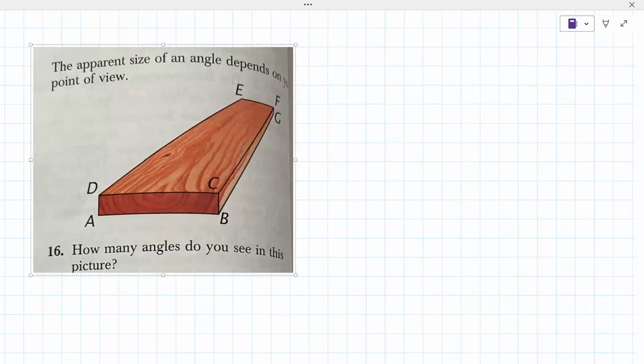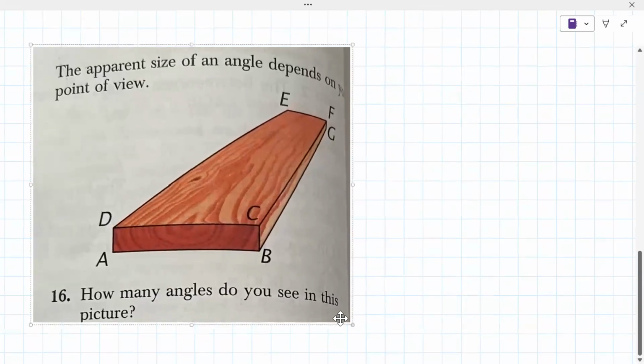All right. So the point of this problem is it says the apparent size of an angle depends on your point of view. This is a piece of wood, and if you've ever looked at a piece of wood, you actually know the answer to 17, which is the angles. What are the actual angles in a piece of wood, if you're familiar with that?